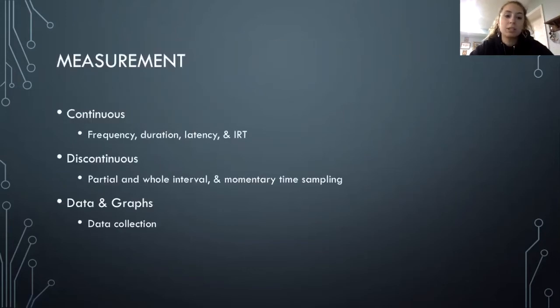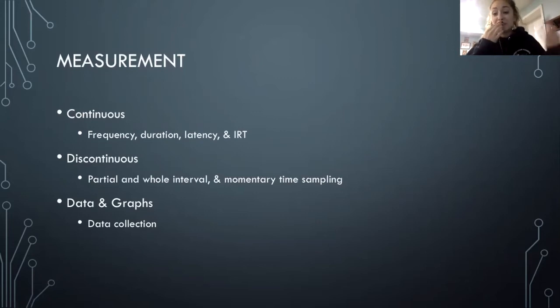So the first thing that we talk about is measurement. We have continuous, discontinuous, data, and graphs. Continuous is the measurement type that we rely on the most in ABA, primarily because it is a better representation of what you're actually seeing during a session, because it's data that's being collected from start to end of your observation.